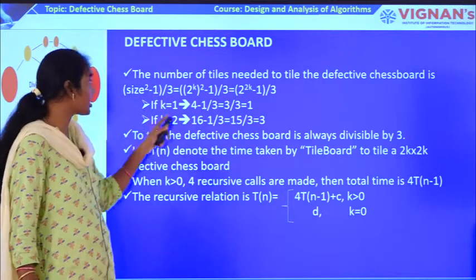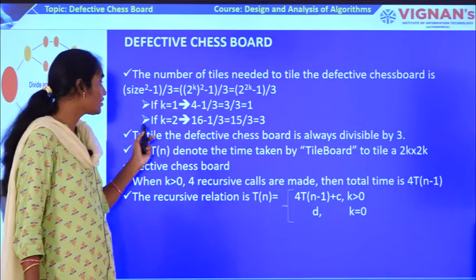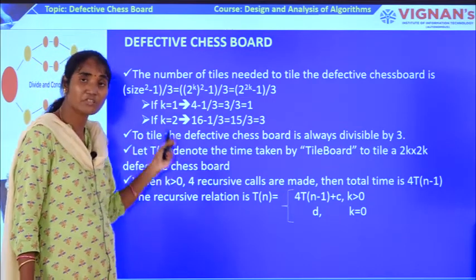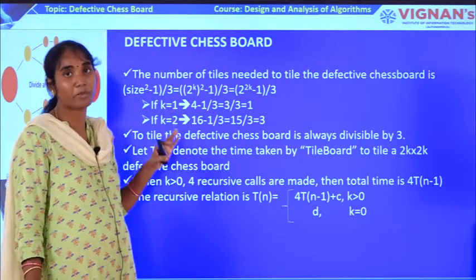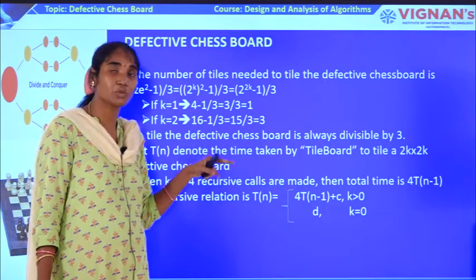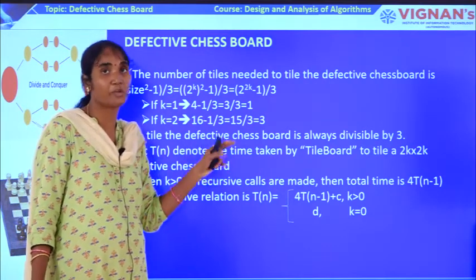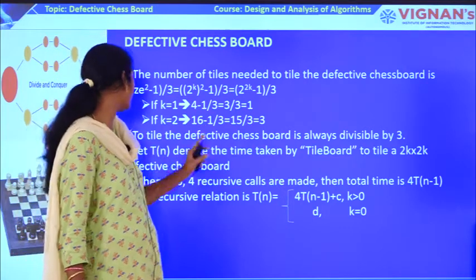Now if k is equal to 1, it is equal to 1, if k is equal to 2, it is equal to 5. So to tile the defective chessboard, the count is always divisible by 3, as we have seen, 2 power 2k minus 1 is divisible by 3. For k is equal to 1, it is equal to 3, and for k is equal to 2, the 2 power 2k minus 1 is equal to 15, which is divisible by 3. So we have to remember that it is always divisible by 3.